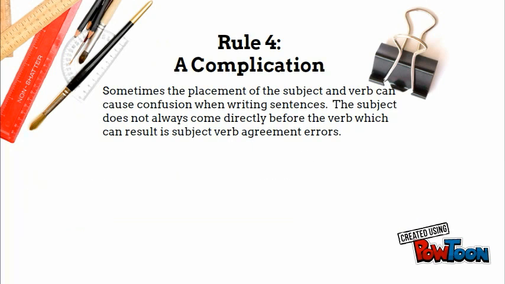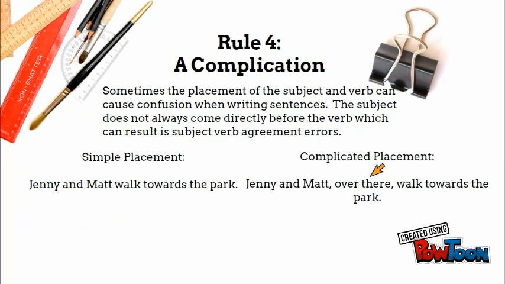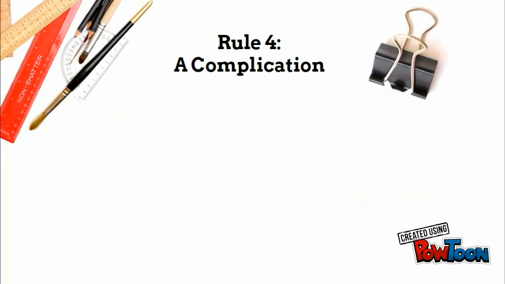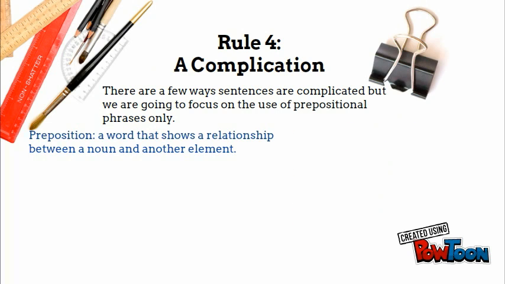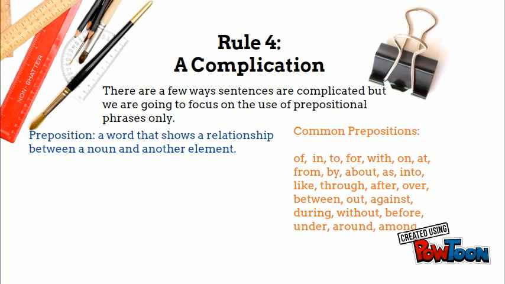Rule 4 is not so much a rule as it is a complication. So sometimes the placement of the subject and the verb can cause confusion when writing a sentence. The subject does not always come directly before the verb, which can result in some subject-verb agreement errors. So there are a few ways sentences can be complicated, but we're just going to focus on prepositional phrases.